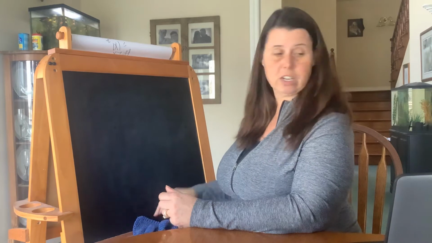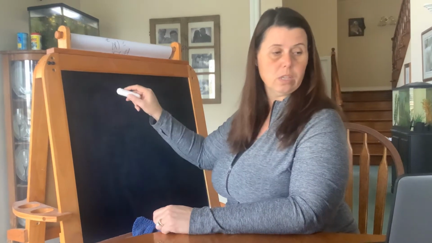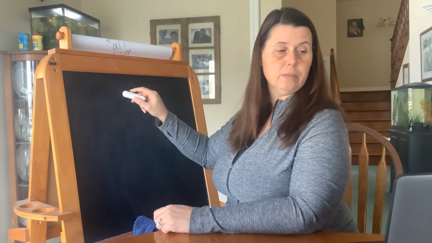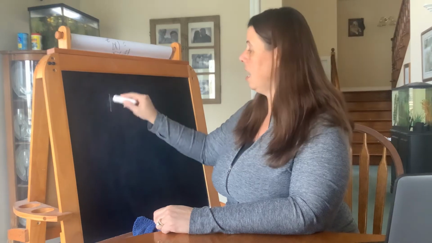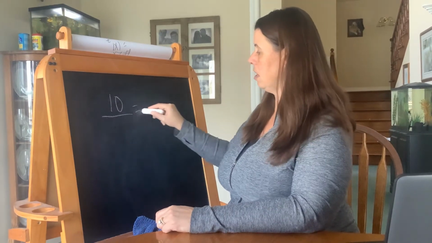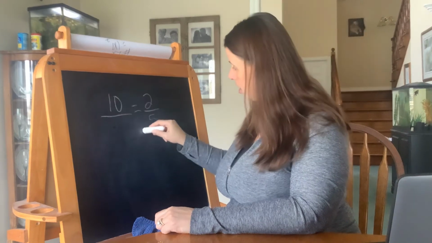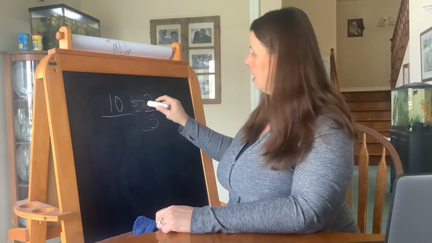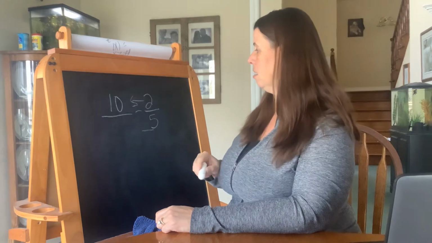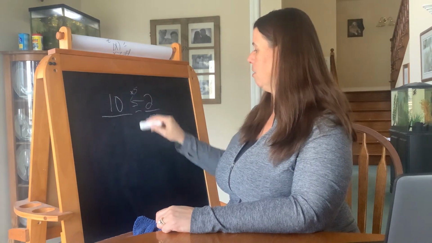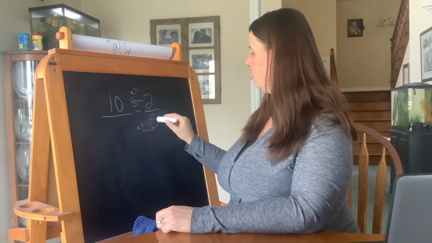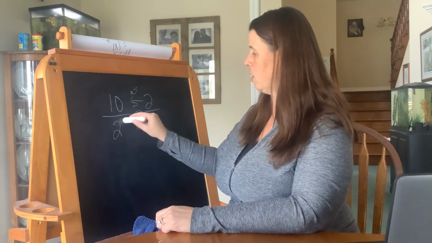I'll give you another example. 10 over something is 2/5, okay? My arrow's got to go this way. 2 times something is 10. What is that something? It's 5. So this has to be 5 as well. So 5 times 5 is going to give me 25.